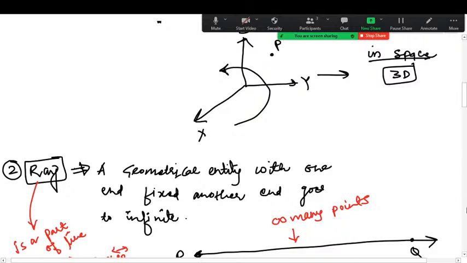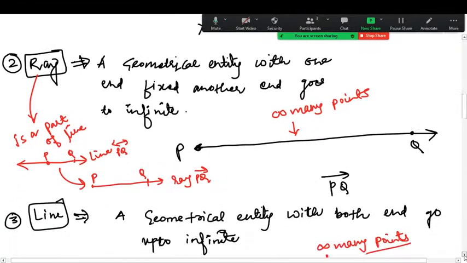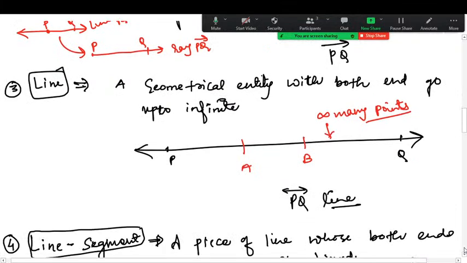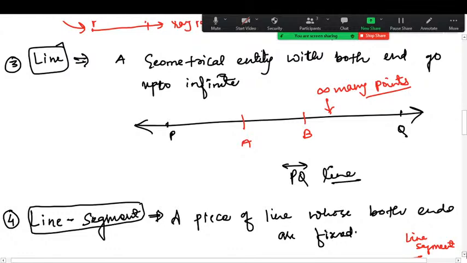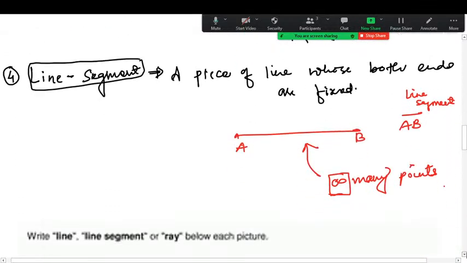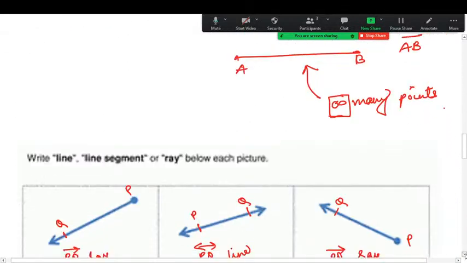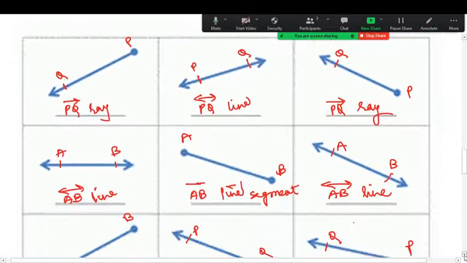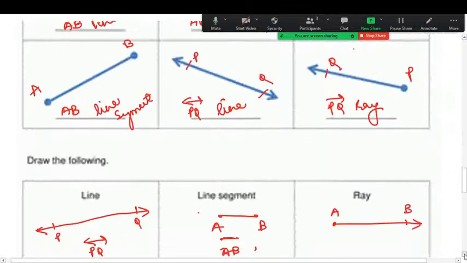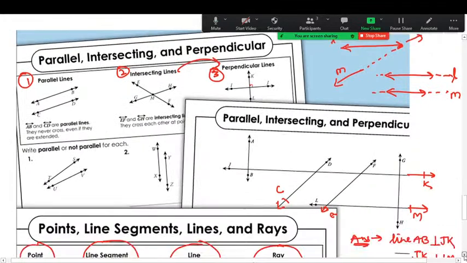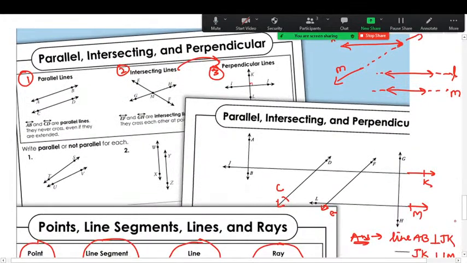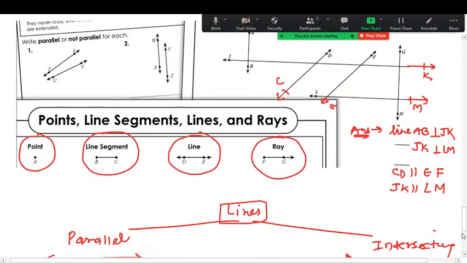Okay, ray has one end point fixed and one not fixed. Line has both ends not fixed, and line segment has both the ends fixed. Then we solved questions like this, and we covered many other concepts like parallel line, intersecting line, perpendicular line. All these concepts were covered later on. So we did this in school.